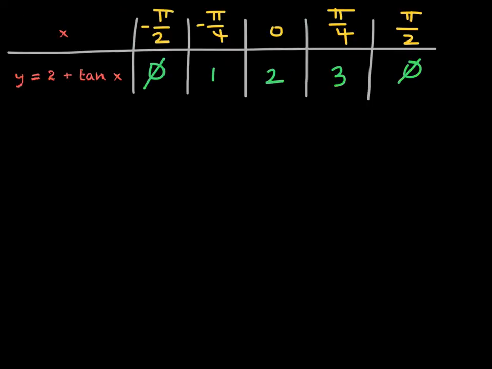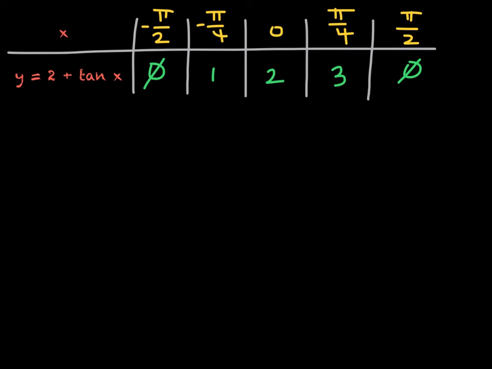All right, we went ahead and plugged in these values. Notice that you have to add 2 to your result, right? For example, for negative pi over 4, tangent of negative pi over 4 is negative 1. 2 plus negative 1 is 1. That's how I got that. Tangent of 0 is 0, but 2 plus 0 is 2. So that's how we're doing each one of those.